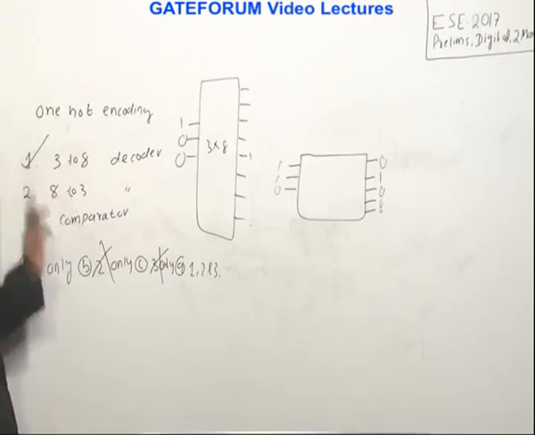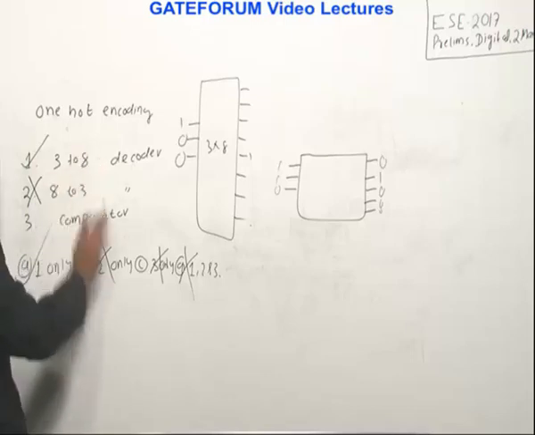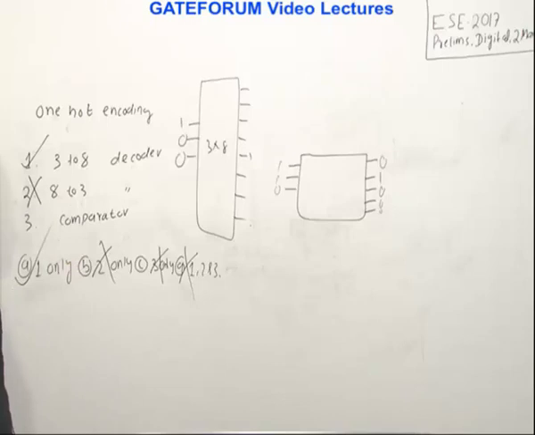So what do you think? 8 to 3 decoder. So this itself is an invalid structure of decoder. This itself is invalid structure of decoder. So this is also eliminated. So what is the answer? Of course, it has to be 1 only. Because 8 cross 3 decoder doesn't like this invalid structure they have given. And comparator, there we compare two numbers. That also doesn't make any sense.